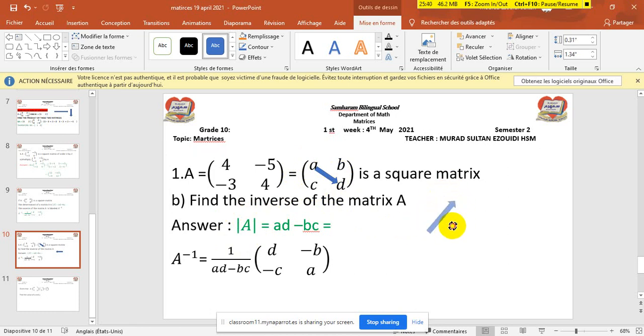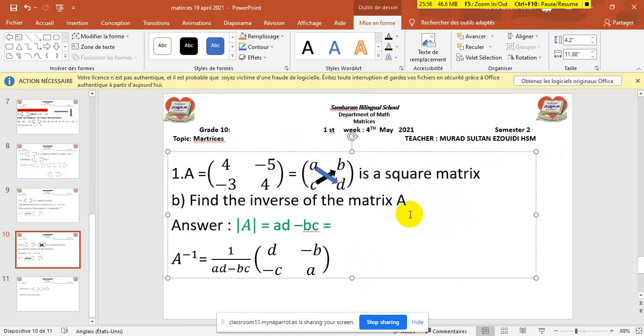Minus CB. This is in general AD minus CB, and here you will make 4 multiplied by 4 minus negative 3 multiplied by negative 5. So I will write it as 4 multiplied by 4 minus, because here there is a minus, then I will open parentheses.